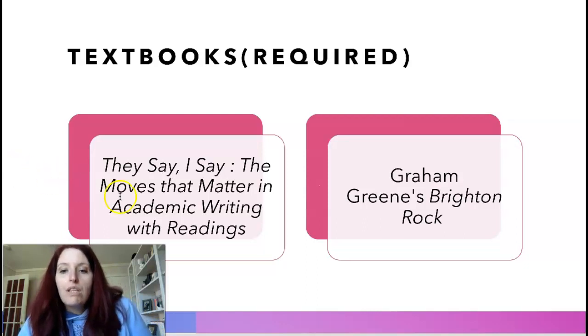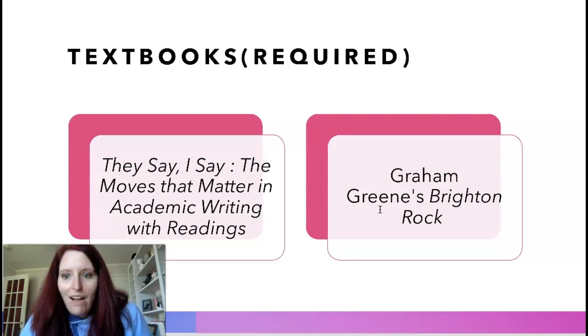So you need They Say, I Say: The Moves That Matter in Academic Writing, with readings, and Graham Greene's Brighton Rock. Whichever format, whether you get it digitally, whether you get it in print, whether you rent or buy or have some sort of devious means of acquiring either of these texts, I don't care, as long as you have them. So please make sure that you make arrangements to get both of these texts.